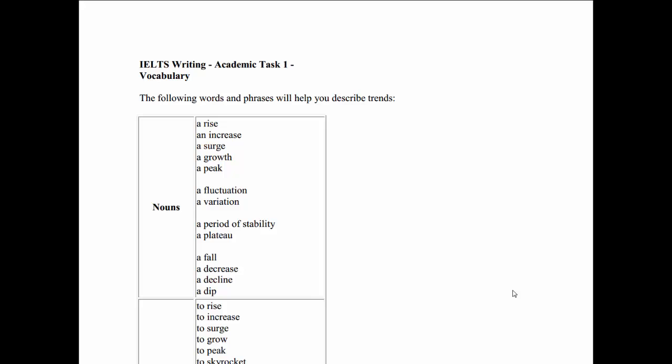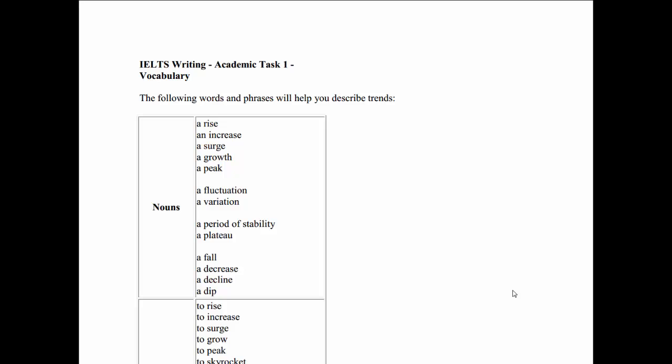Okay, so let's have a discussion about the vocabulary that's really helpful to use for the IELTS exam for task number 1. It's really important that you learn how to use a variety of vocabulary. I think one of the biggest mistakes that a lot of students make is that they don't use a variety. They keep repeating the same words over and over again. They keep saying increase, decrease, increase, decrease.